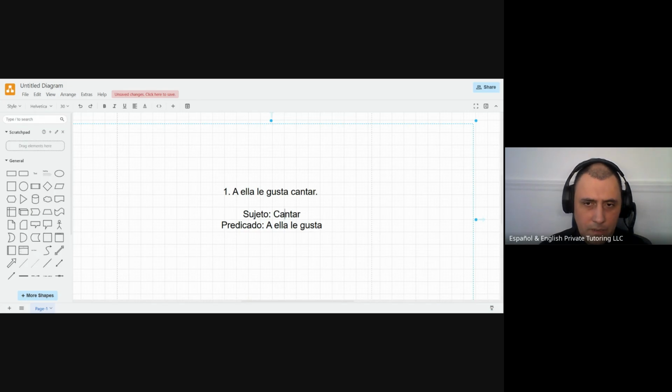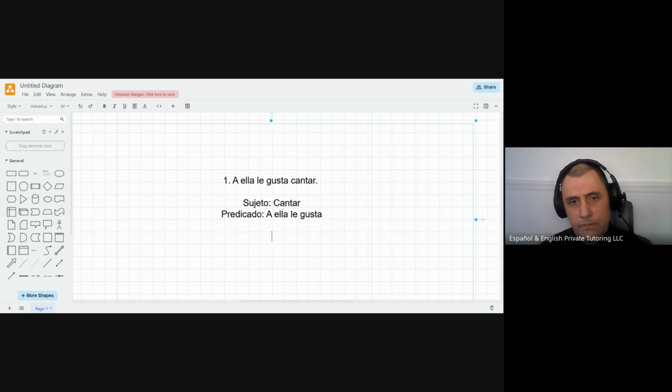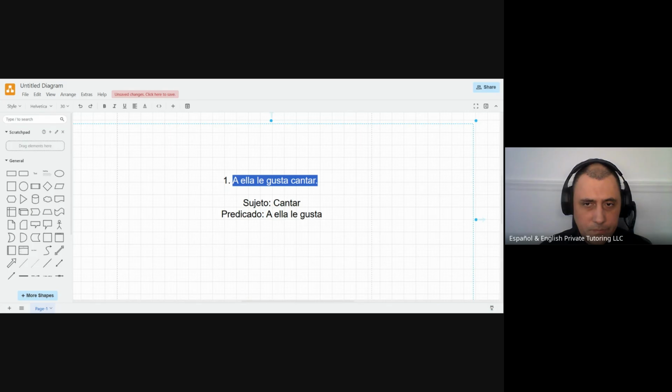Now, to better understand this, if I translate this directly into English, not directly, but the way you say it in English is, she likes to sing. She likes to sing, a normal clause. But that's not what we are saying in Spanish. What we are saying in Spanish is this: singing is pleasing to her.